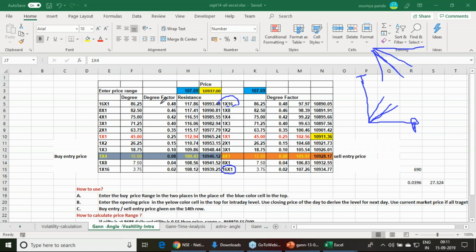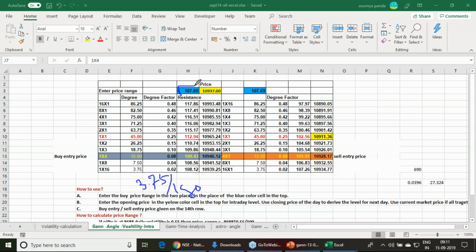So I am going to use 107.69 as my expected price range as per volatility. Then the degree factor, 3.75 degree factor: 3.75 divided by 180. So this is giving you 0.02. So I have taken the square root of 107.69, added the degree factor, which is 0.02, and the net result I have squared, taking the double multiple of the square. By this process what happened, I got 108.12.